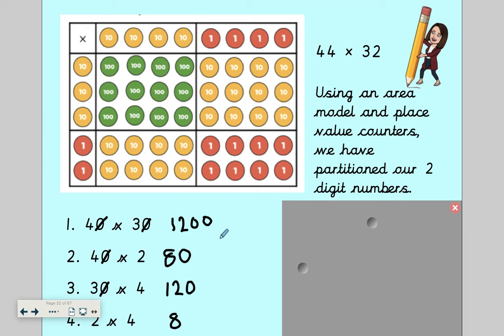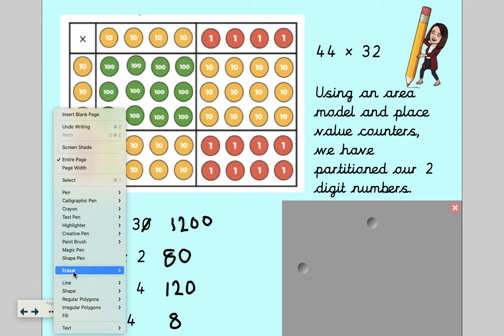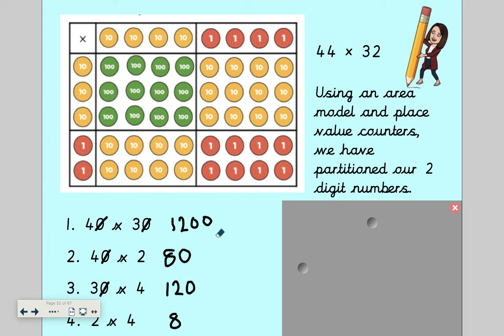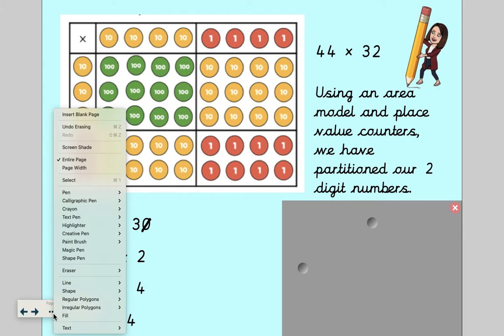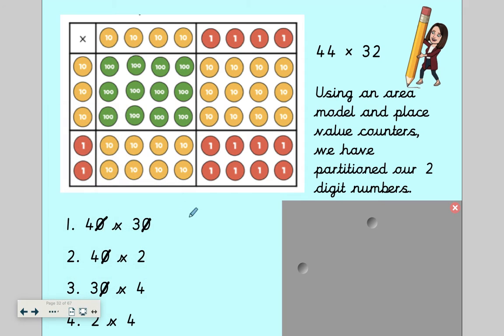Okay, so how we could do that is if I quickly erase these so I can write them in a quick column addition for us. So we had 1,200, we had 120, we had 80, and then we had 8. So, quick column addition. Obviously, you will be using it on your squared paper. So, in my units, I have 8.